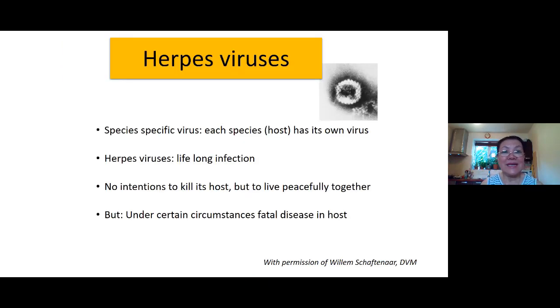So herpes virus, in short, is a species-specific virus. It's like a lung infection. In nature, they are like resident viruses that like to live peacefully together, but under certain circumstances, when they can multiply, when they gain virulence, they cause fatal disease. It's very similar to the virus that causes cold sores in humans. That is what I understand.